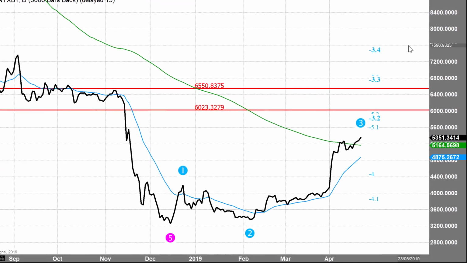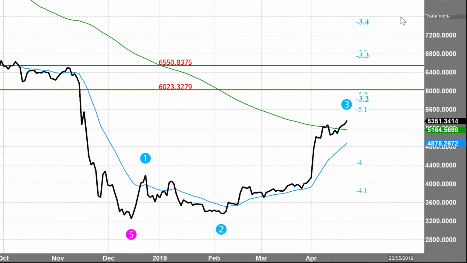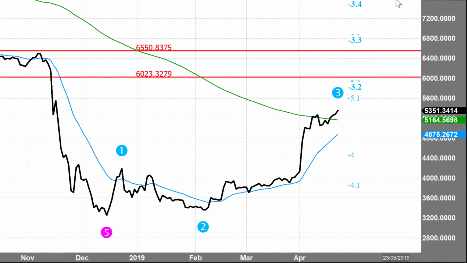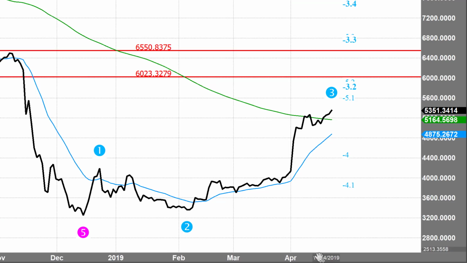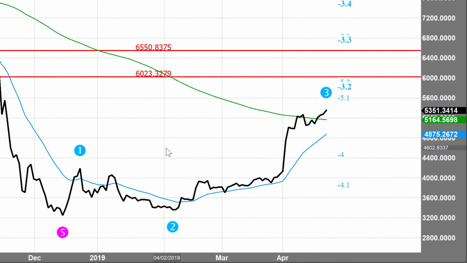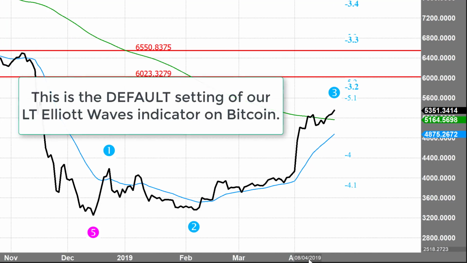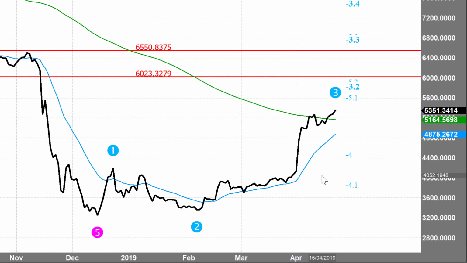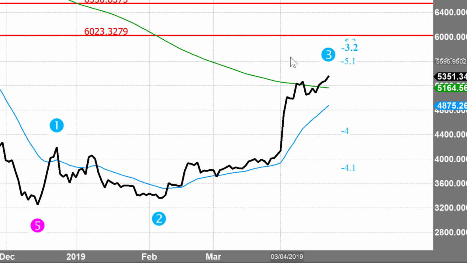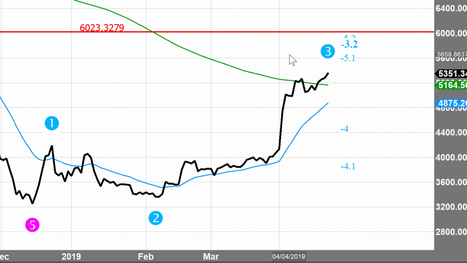Now, this is a line chart of Bitcoin. So it's not a bar chart, it's not a candlestick chart, it's a line chart. So we're only looking at the closing prices of Bitcoin. And on this chart, what you see here is that I've applied our own Elliott Waves indicator. And this is the default setting of our indicator. And what this default setting is showing to us right now is that we could potentially be in the start of a brand new wave 3 of a potential uptrend in Bitcoin.